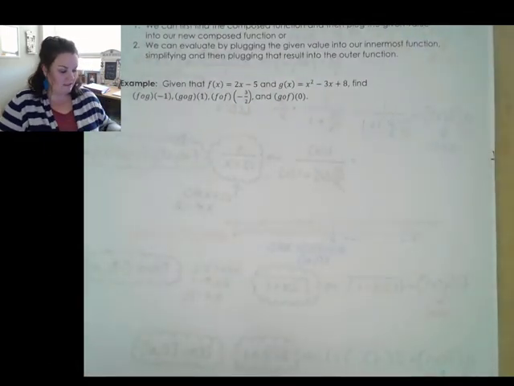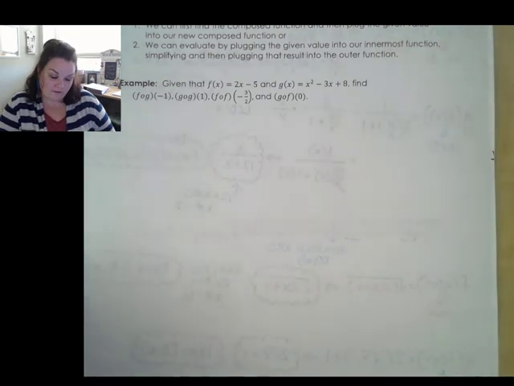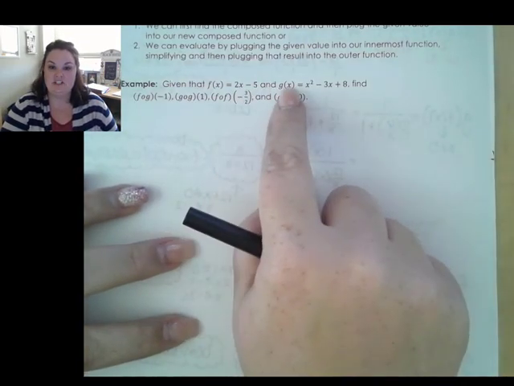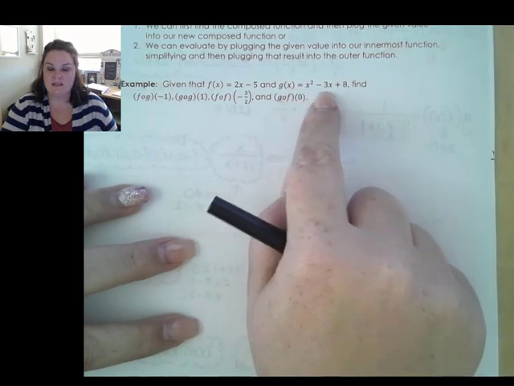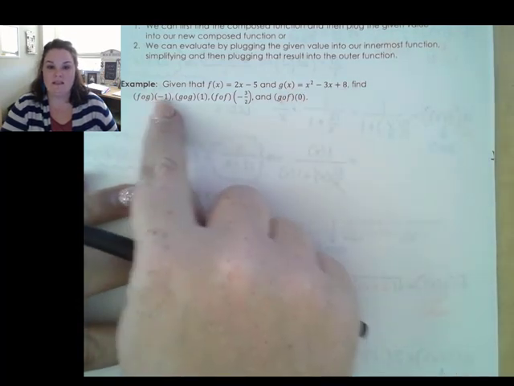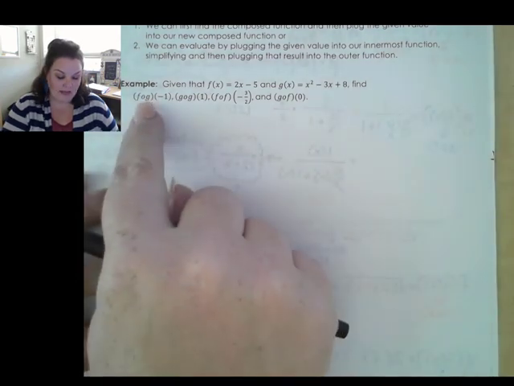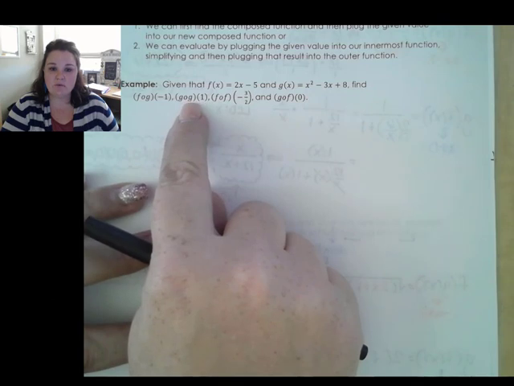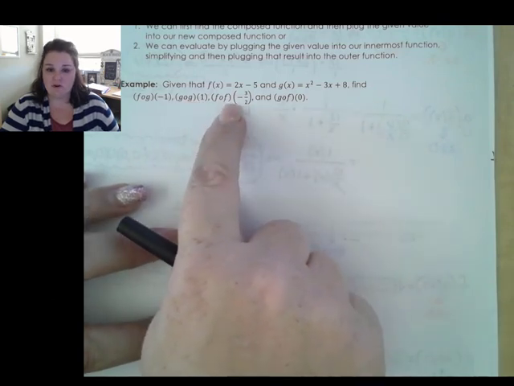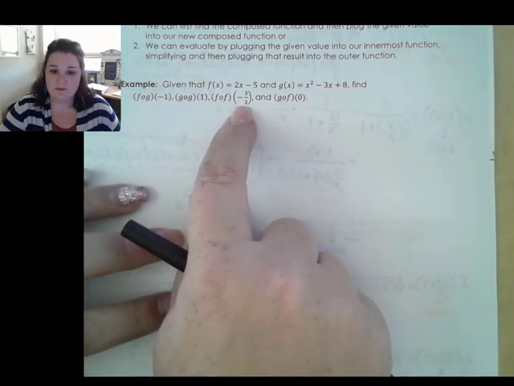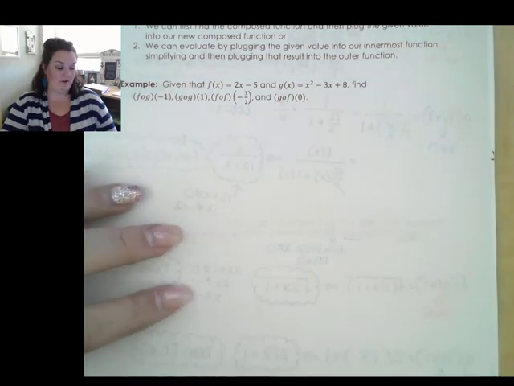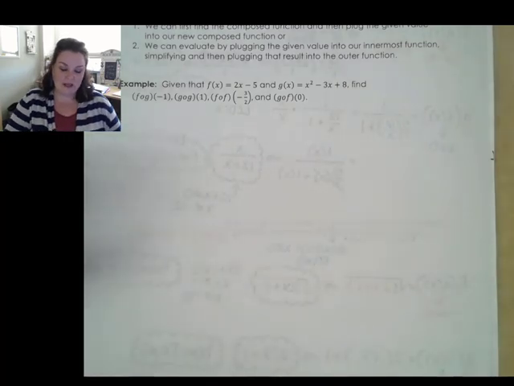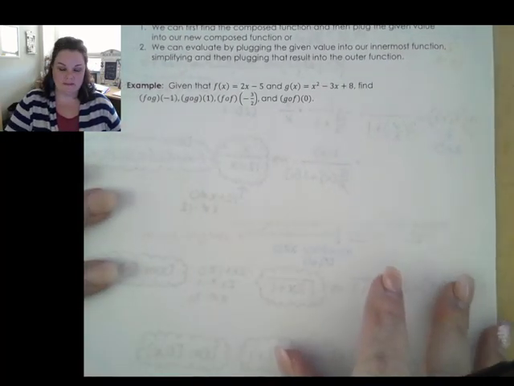So this one says, given that f of x is equal to 2x minus 5 and g of x is x squared minus 3x plus 8, we want to find these three values. We want to find f composed of g of negative 1. We want to find g composed of g of negative 1. And we want to find f composed of f of 3/2, and then g composed of f of 1. Holy moly, we got lots of examples, right? All right, so let's go ahead and just start with the first one and write down what this means.